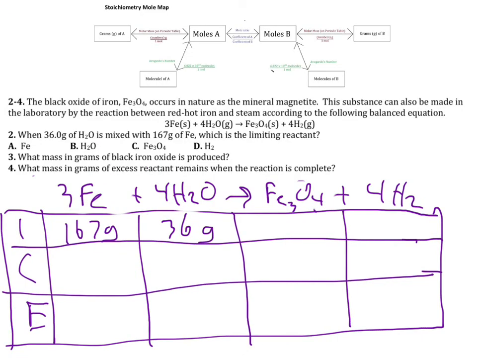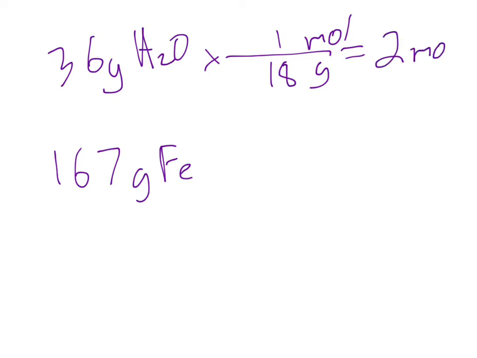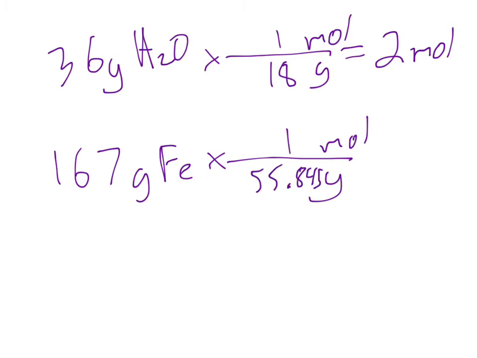So we need to take these grams and convert them to moles. And we just go from grams to moles using the molar mass. And we know that 1 mole of water is 18 grams of water. So this is 2 moles of water. And then we know grams to moles here. We know 1 mole is 55.845 grams. And this ends up being 3 moles of iron.